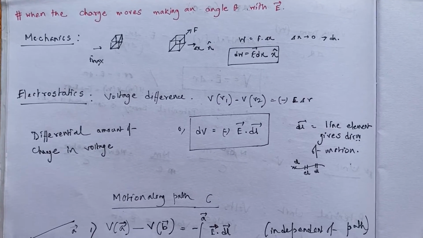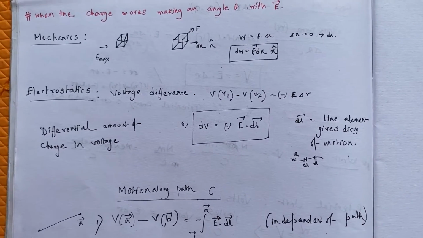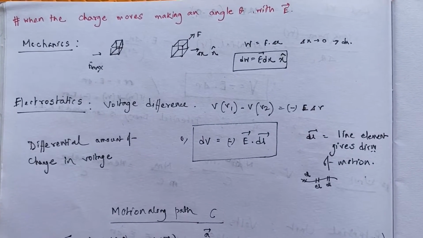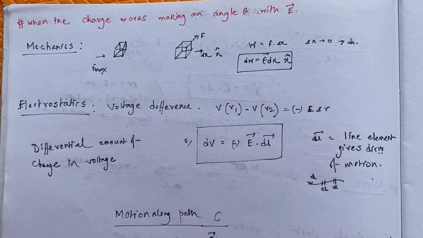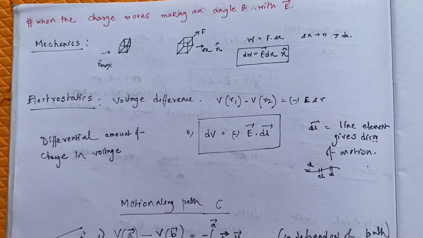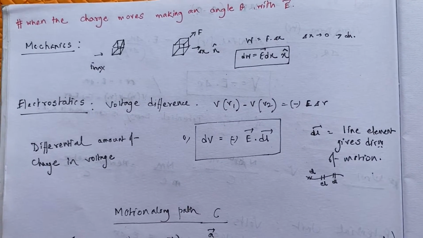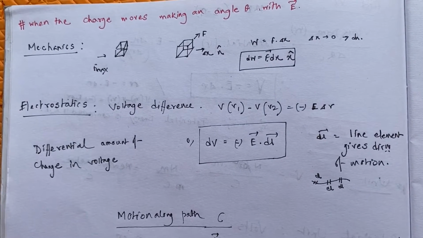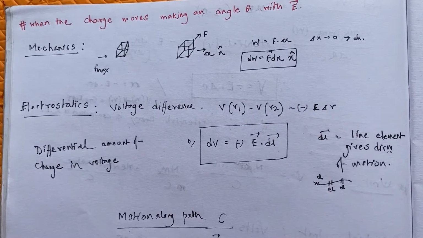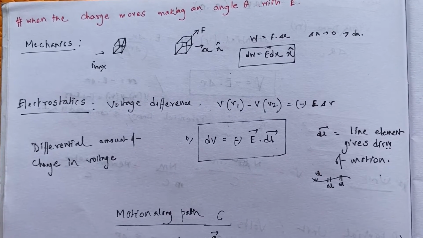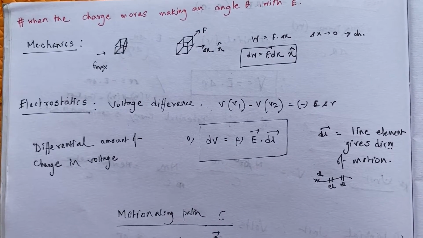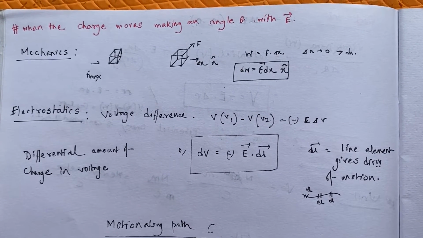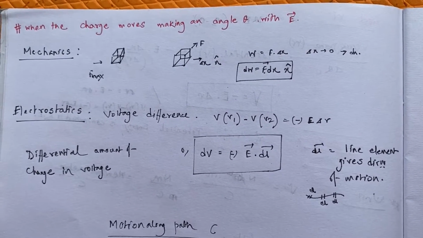Now, what if the charge is moving, making an angle theta with the electric field? Previously, what we have seen is that the charge is moving along a straight line, opposite to the direction of the magnetic field, following the lines of the electric field. But what if the charge is moving, making an angle theta with the electric field itself?